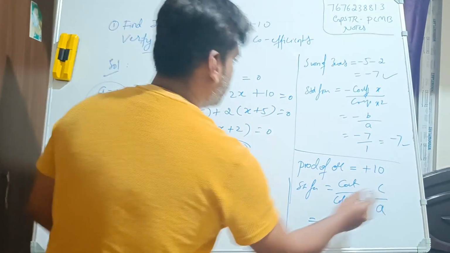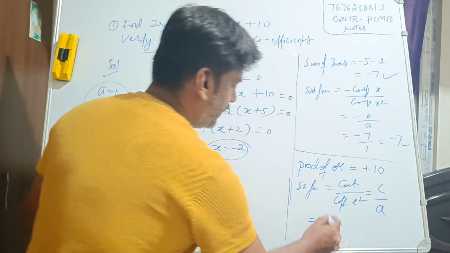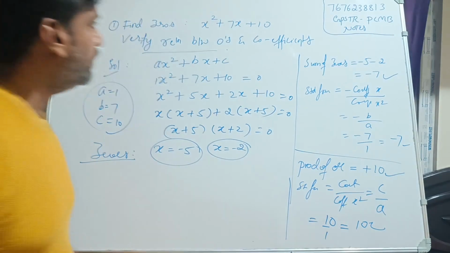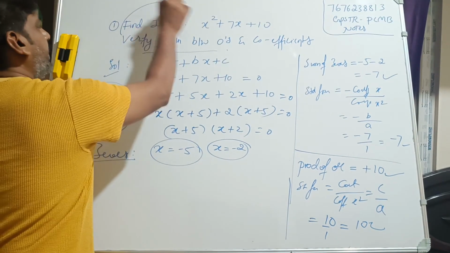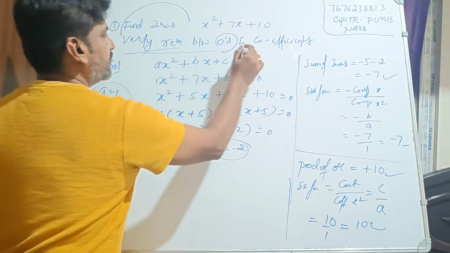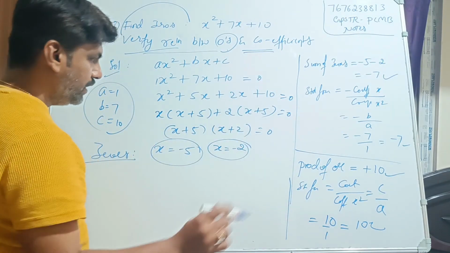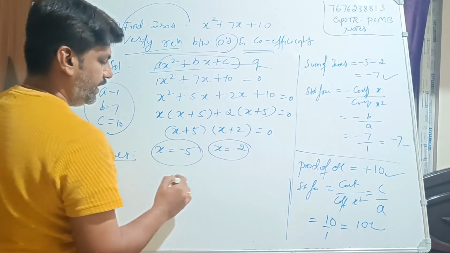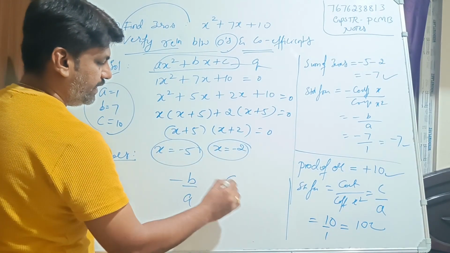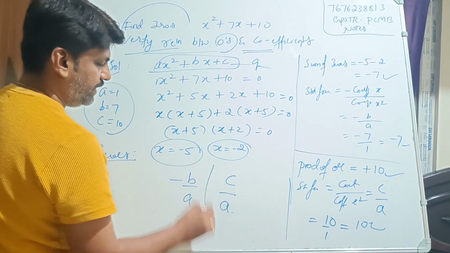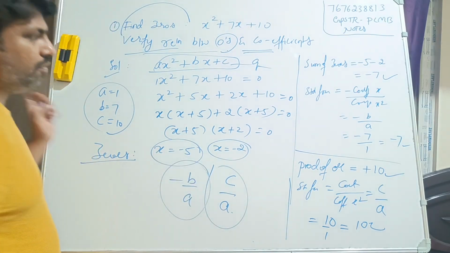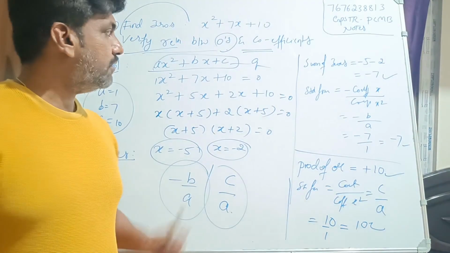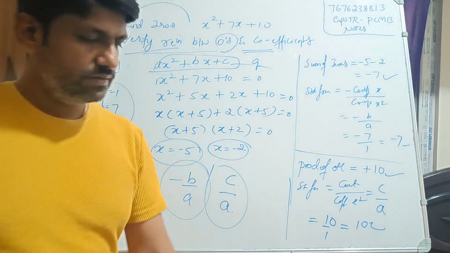What is the value of c? It is 10. What is the value of a? 1. 10 by 1 is 10. So 10 and 10 are matching, right? This is how we should solve finding the zeros and the relationship between zeros and the coefficients. You should remember, for a quadratic polynomial, the sum is minus b by a and the product is c by a, right? This is how we should solve the problem with respect to quadratic polynomial. Thank you. We will see the next topic in the next video.